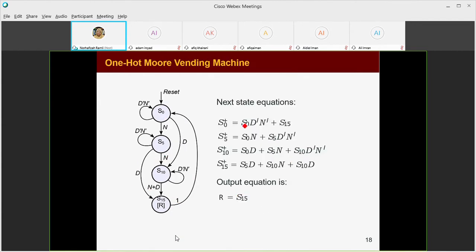And this is presentable. I think it will be okay. It's the same thing, right? If you look at this one, S0 D bar N bar, which is this one, plus S15 with no condition. And that is again this one for the S0, and for the S5, that's what I did before. You have the S0 N coming from here to here. That's one. And then you also have one more, S5 from itself looping back, with D bar N bar, and so on.